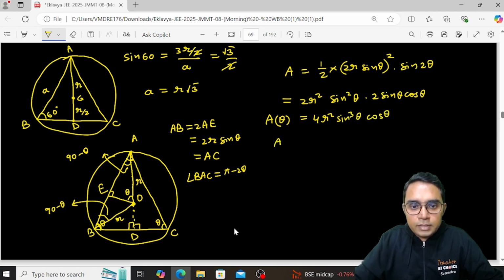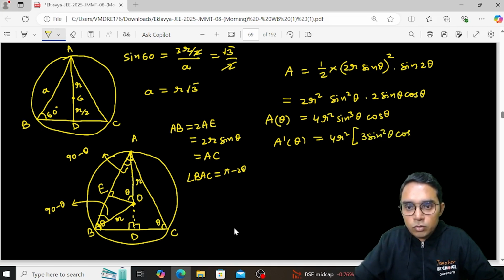Now we can do the differentiation with respect to theta, and we can see that this area will be maximum when theta is equal to 60 degrees. So 4R square I will keep outside. This will be 3 sine square theta into cos theta, and one more cos theta, so cos square theta, minus sine cube theta into sine theta. For cos also, differentiation will be minus sine theta. We have to make it 0.